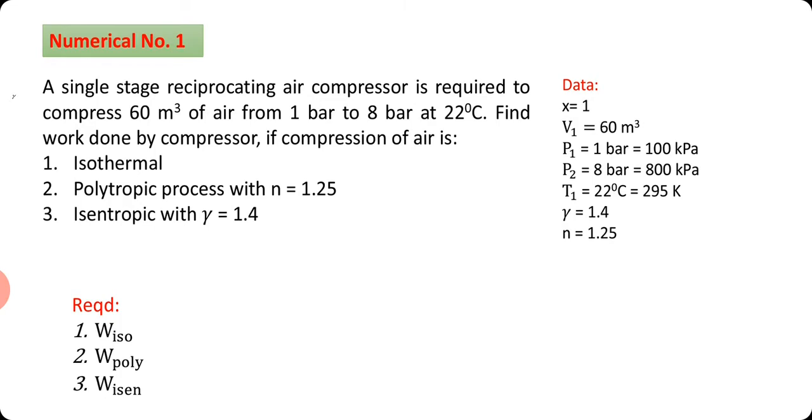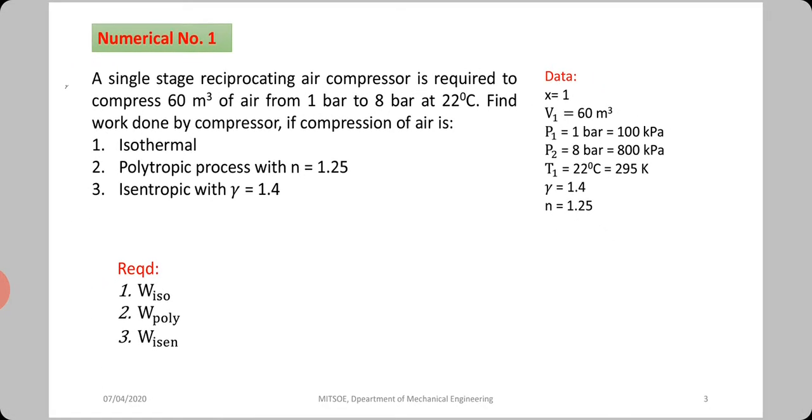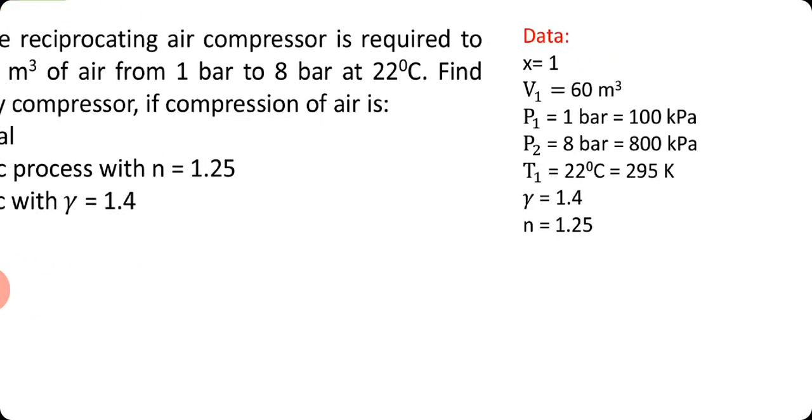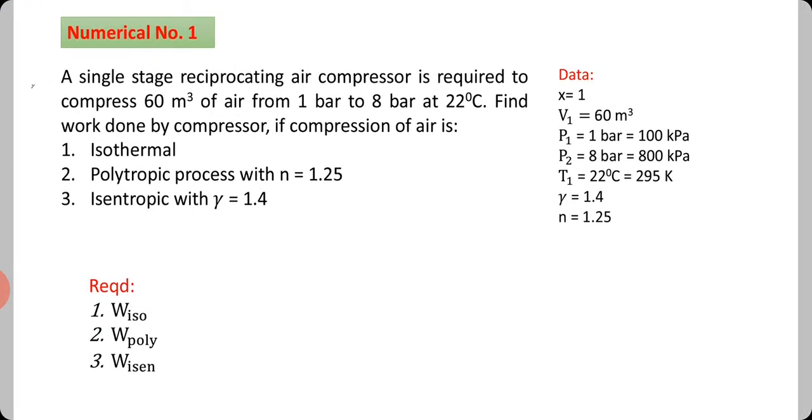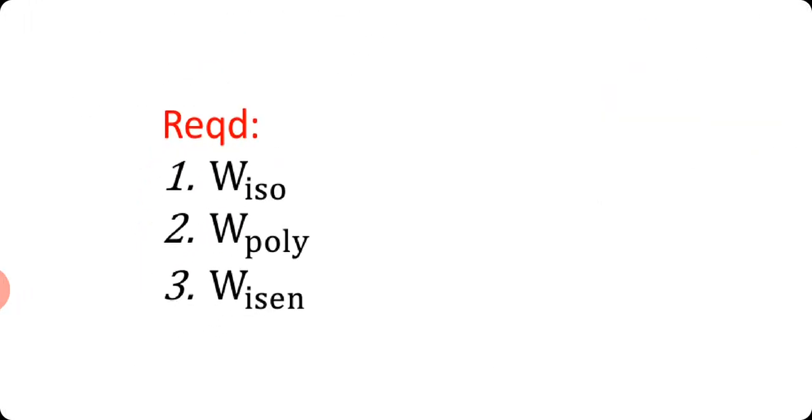What is asked to you? Work. Number 1, if compression of air is isothermal, so look here, it's W isothermal. Number 2, calculate the work when the process is polytropic, N is equal to 1.25. You can see here I have designated it as 1.25. And when the process is isentropic, again calculate the work, and for the isentropic process you know that gamma is 1.4, so it is also written under the data. So these things are asked to calculate: W when the process is isothermal, W when the process is polytropic, and W when the process is isentropic.